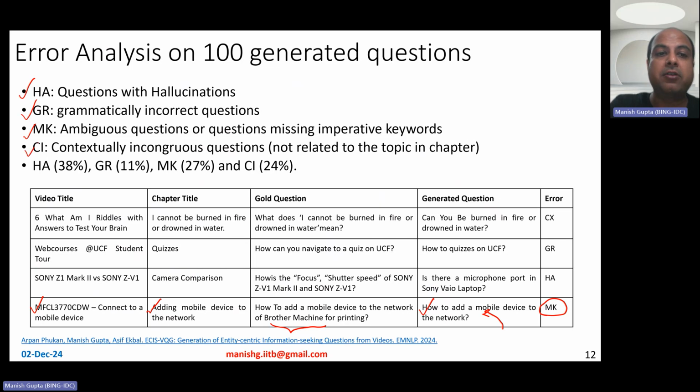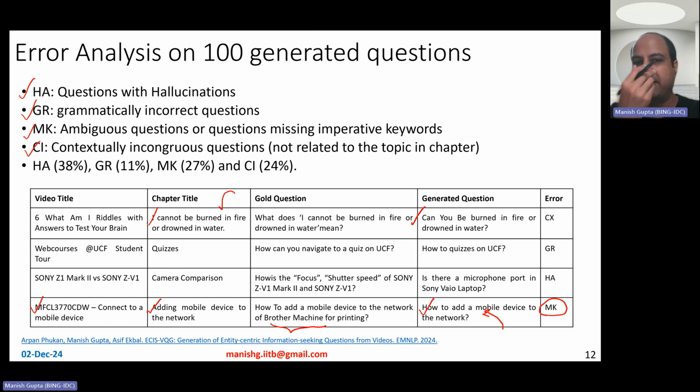Sometimes we can also end up generating contextually incongruous questions, not related to the topic of the chapter at all. So, for example, the chapter title could be I cannot be burned in fire or drowned in water. These are riddles, basically, right? And we are generating a question like, can you be burnt in fire or drowned in water? Now, this is a completely odd question to be asked in a People Also Ask kind of block. But that's a question that gets generated, unfortunately, by our model, possibly because of wrong classification, right?